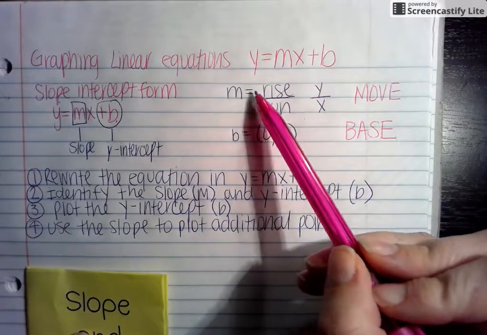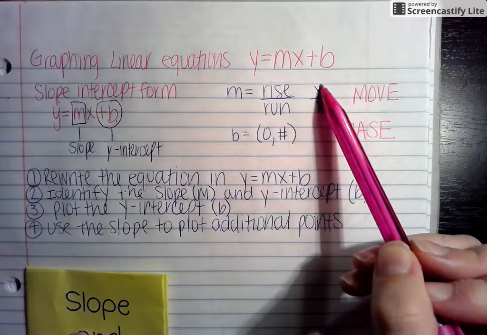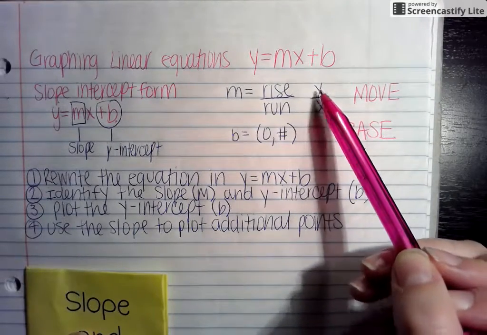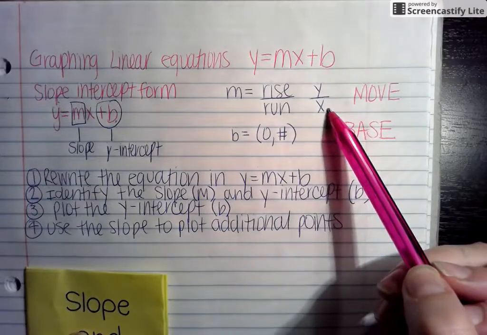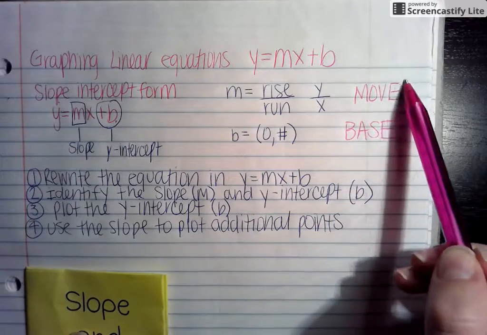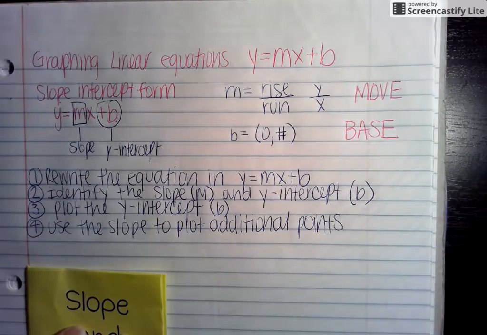So remember that slope is always your rise over your run, and that it's always written as y over x. So whatever I go up or down, and whatever I go to the left or to the right. Now, remember we made up that our slope is our movement or our move. So that's where you're rising, you're running. That's how you find your additional points.